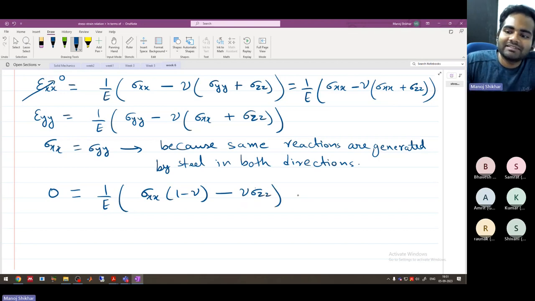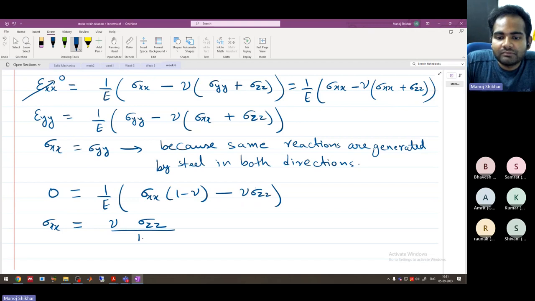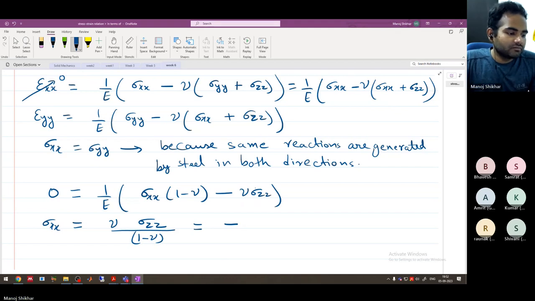So from here, we actually get the relation between sigma xx and sigma zz. Sigma xx is equal to mu times sigma zz divided by 1 minus mu. And now we know the external pressure they have given as P. So our answer will be minus of, we can replace sigma zz by minus P.